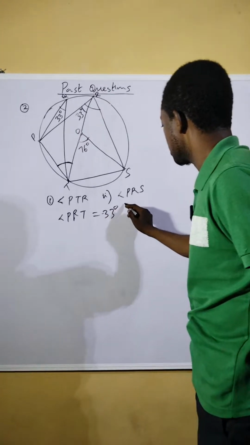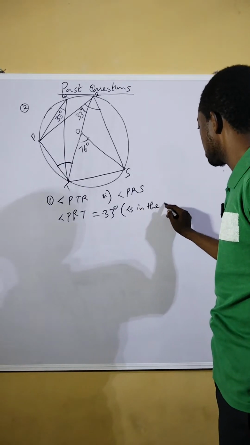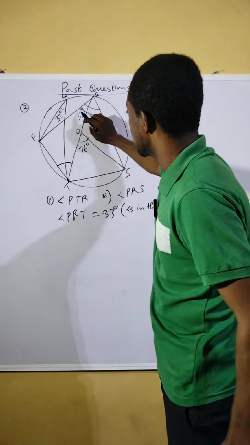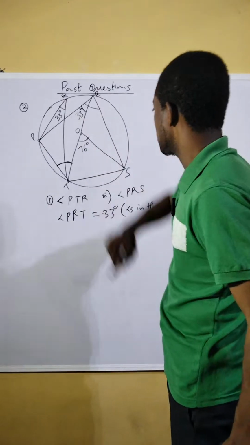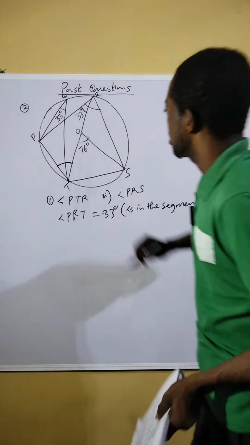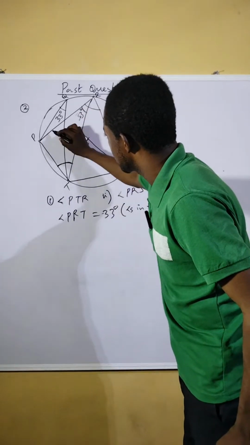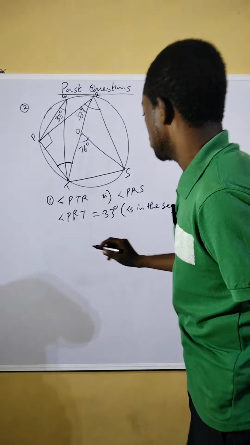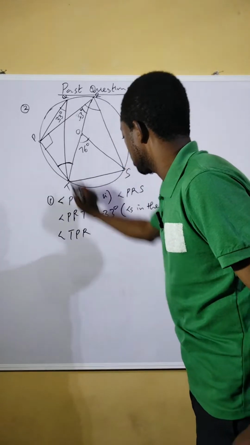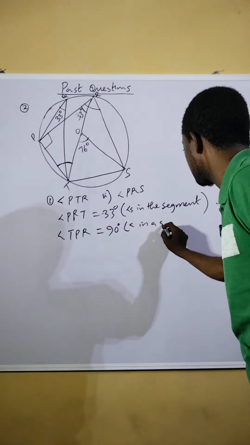Why did I have to say that? Because angles in the same segment of a circle are equal. So this 33 degrees is in the same segment with this angle. So this is also 33 degrees. And now, the next important thing that we need to see here is that since this line TR is a diameter, angle formed by a diameter is 90 degrees. That means this angle should be 90. So I can say angle TPR is now equal to 90 degrees. That's angle in a semicircle.